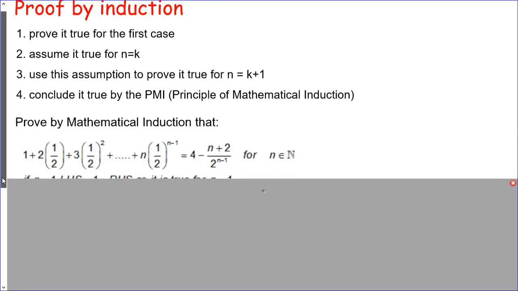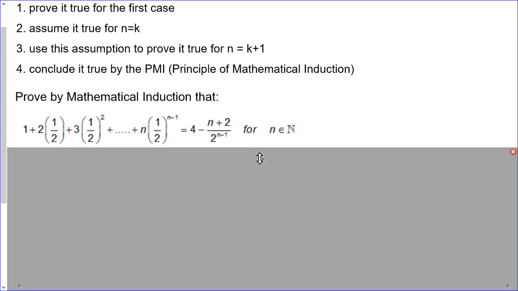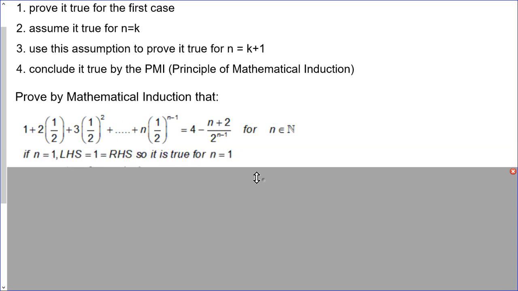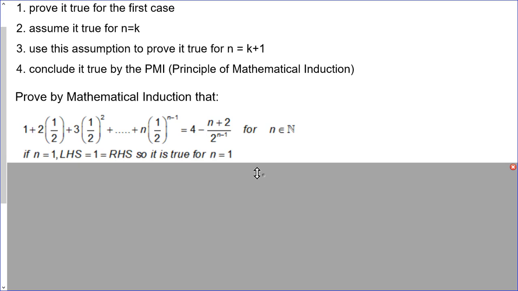There typically are two types. One involves proving an equation, a formula, and the other involves divisibility. Let's have a look at an example of this. First thing, if n equals 1, we check out the left-hand side and the right-hand side. They're equal to one another, so it's true for n equals 1. We've done the first step.